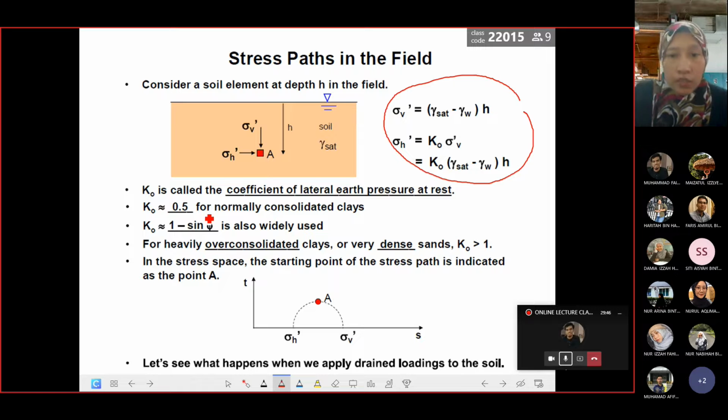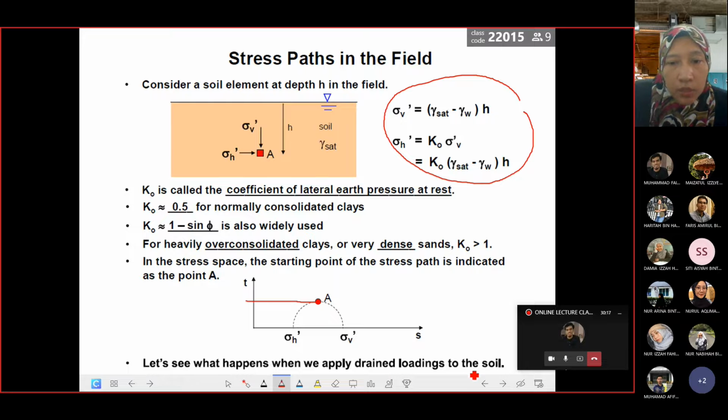Okay, for heavily over consolidated clay or very dense sand, K naught is more than 1. In the stress space, the starting point of the stress pass indicated as the point A. Okay, kalau kata what is the point A, you boleh tengok point A is the maximum stress on curve. Itu adalah point A. So bila you nak tahu macam mana kita nak plot dia punya stress pass, you get first dia punya nilai tegasan maksimum pada lengkung tersebut.